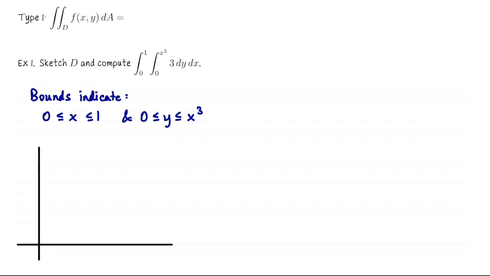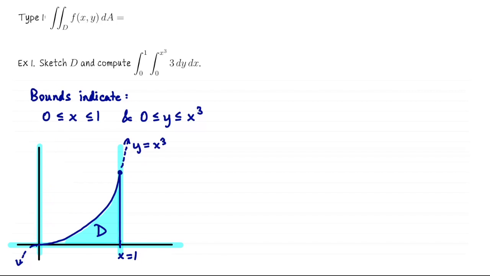So what I typically do is go ahead and do my constant bounds first. Our region of integration is somewhere between these two vertical lines, the y-axis and the vertical line x equals 1. Y is greater than or equal to 0, so our lower curve for y is the x-axis, and our upper curve for y is y equals x cubed. So the region enclosed is this region here.